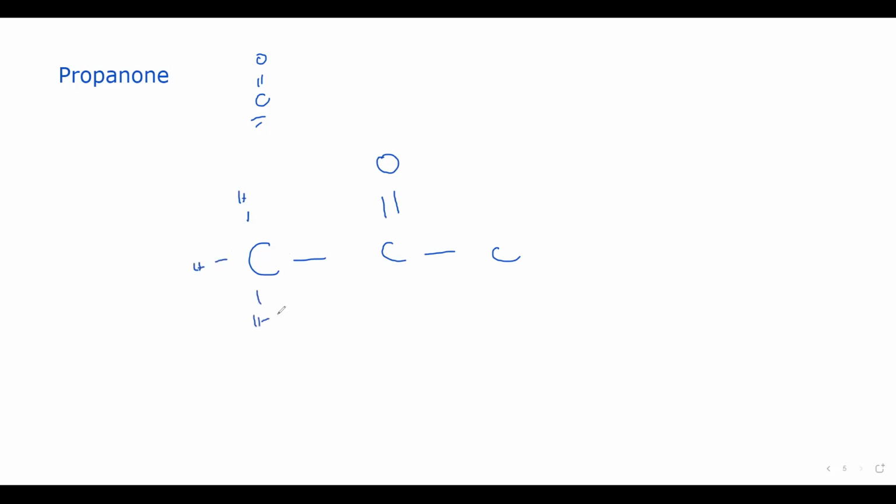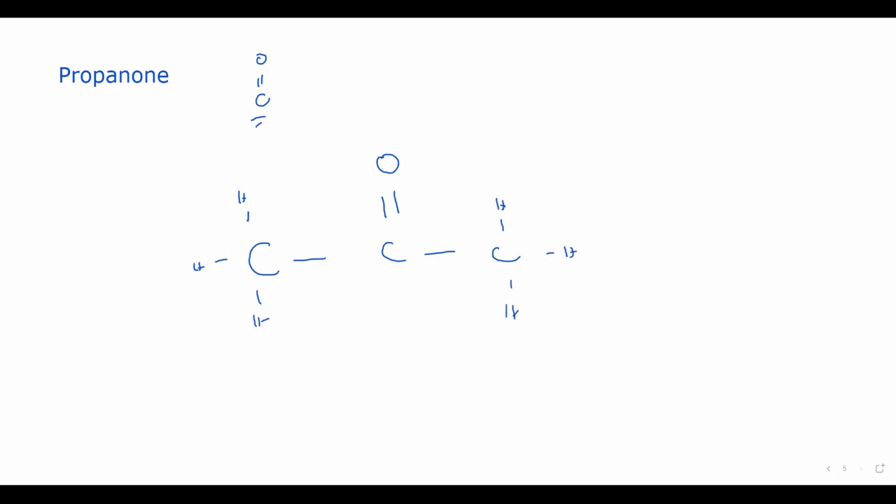Another example, if I say we have propanone. Propanone means ketone. Ketone refers to C double bonded with O. When a compound has C double bonded with O, it's known as ketone. When we compare the type of bonding which can exist, prop means 3 carbons and one means there is C double bonded with O. So this will have 3 hydrogen atoms, and this will have 3 hydrogen atoms.